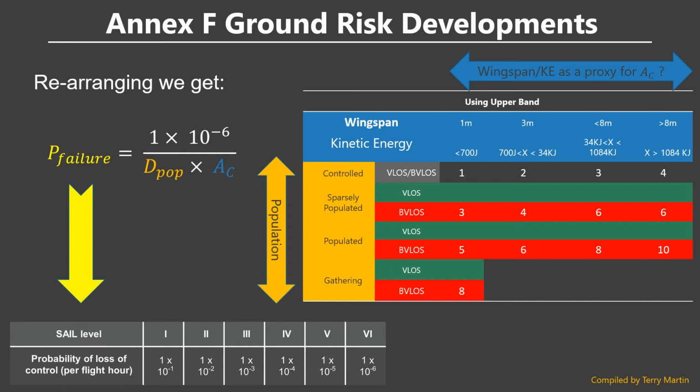The two are linked since the SAIL score then drives the OSOs, and because the casualty rate is fixed, which as I mentioned earlier is 1 by 10 to the minus 6, and failures and SAIL equate to the same thing, for any given SAIL, wingspan and population are negatively correlated, so one goes up, the other must go down to maintain the total level of safety for the given failure rate.